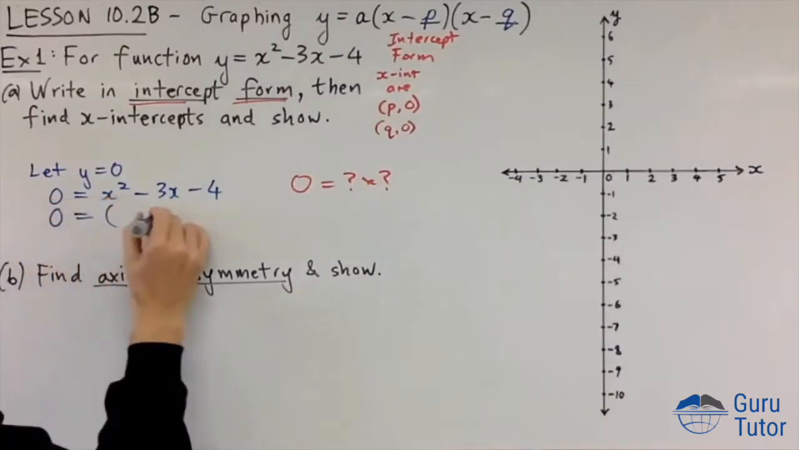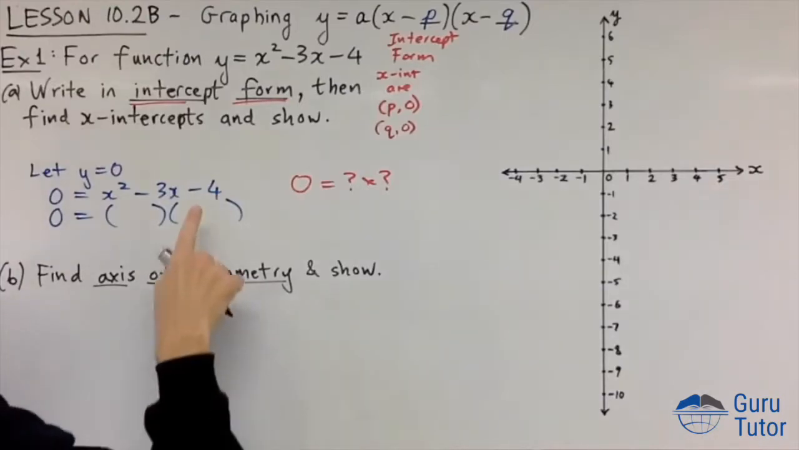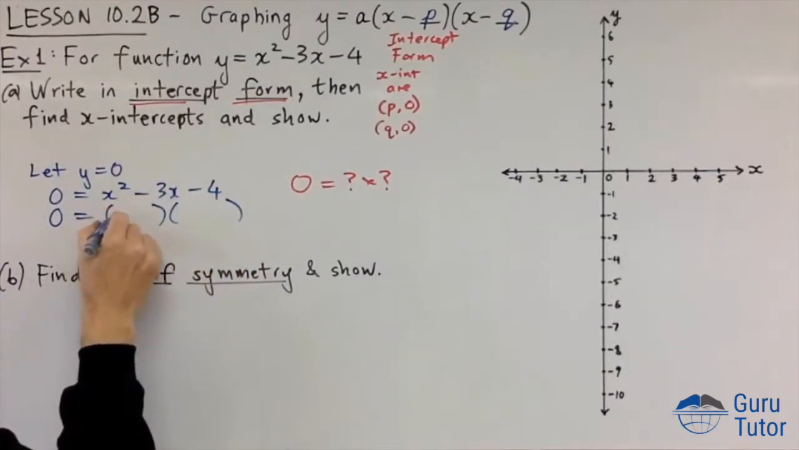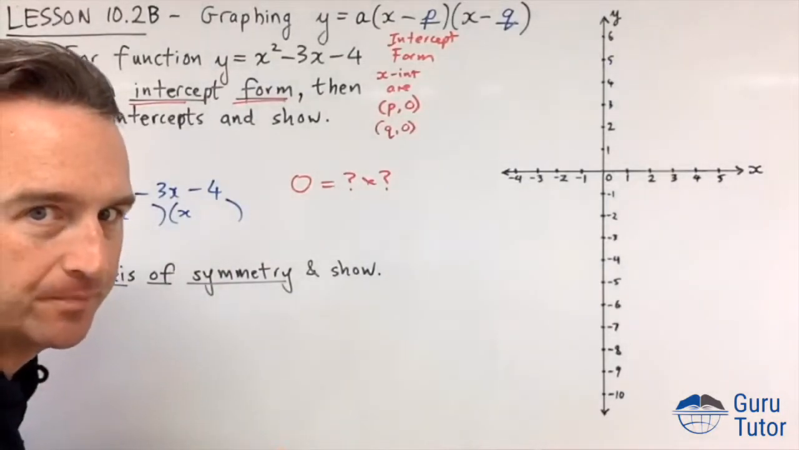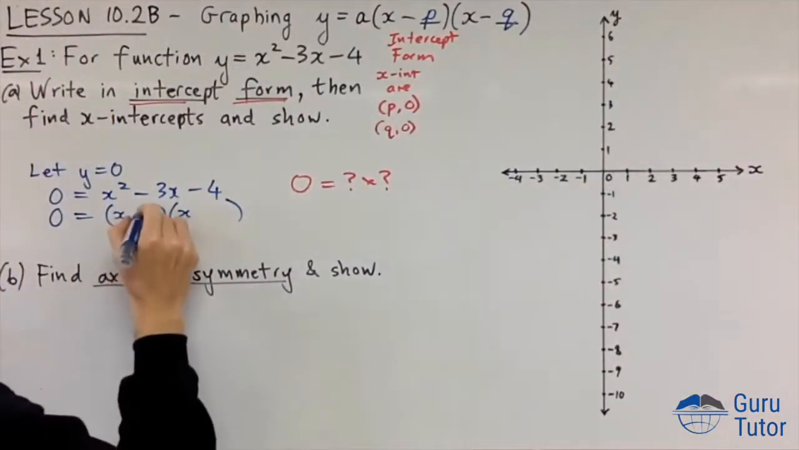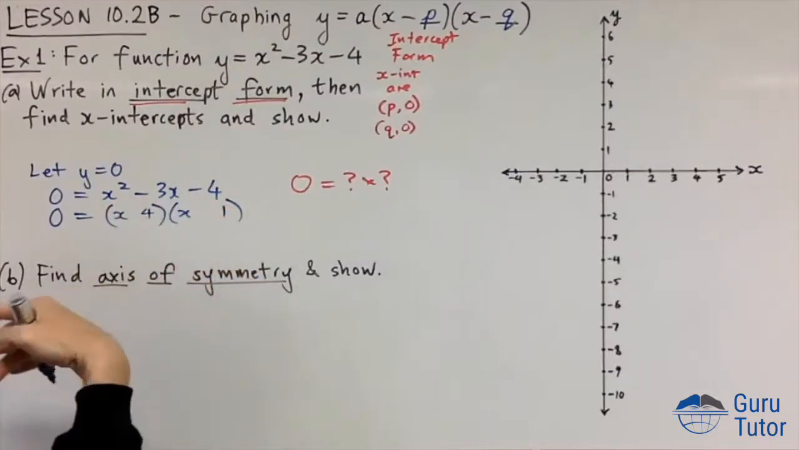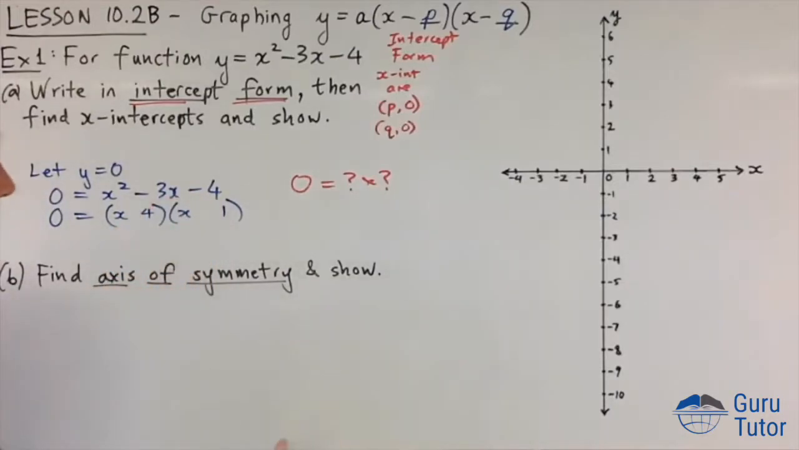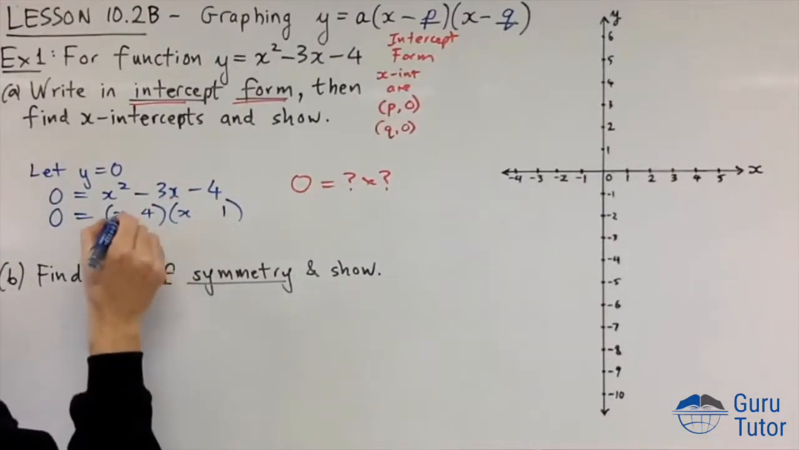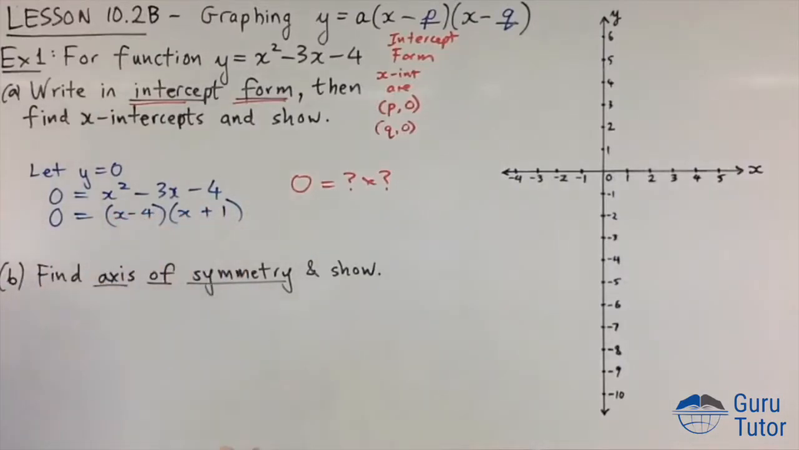Let's try it. We need two numbers that multiply to give -4 and add to give -3. Can you think of what they are? Pause me. Go ahead and get the answer before I do. Did you get it? 4 and 1. The product is negative, which means one must be negative, one must be positive. And they need to add to give -3, which means the 4 is going to be negative: -4 plus 1.